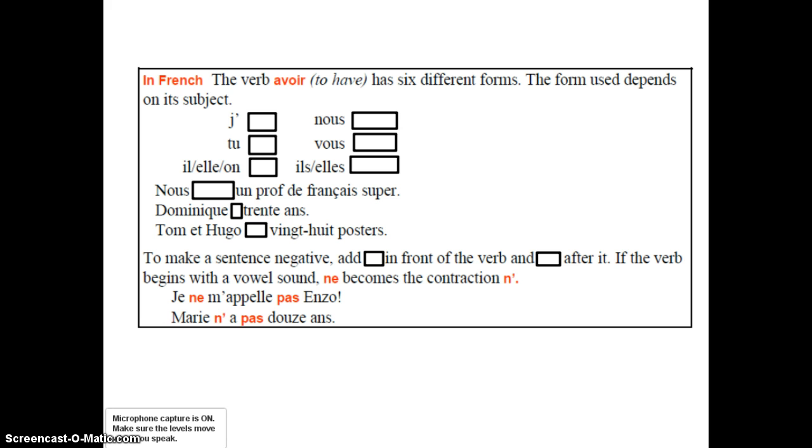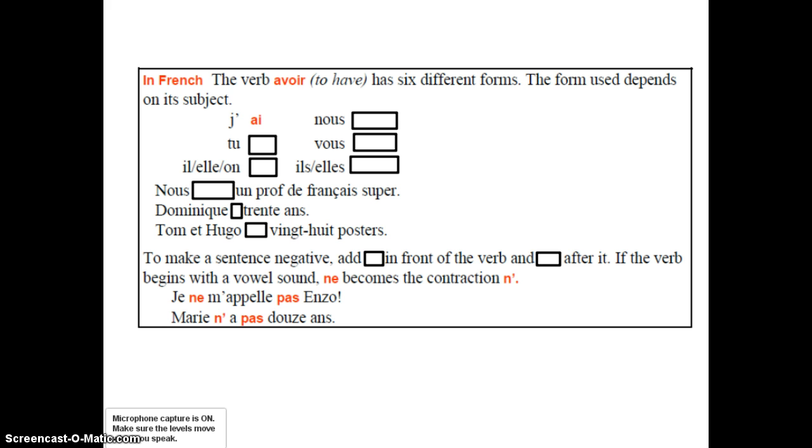Now, it does still change based on the subject, so you have to be familiar enough with your French subjects and know which form matches with which subject, so you don't walk around saying the French equivalent of I has two older brothers. So let's go ahead and get those forms now. The je form, or the I form of have, is j'ai. So j'ai means I have.